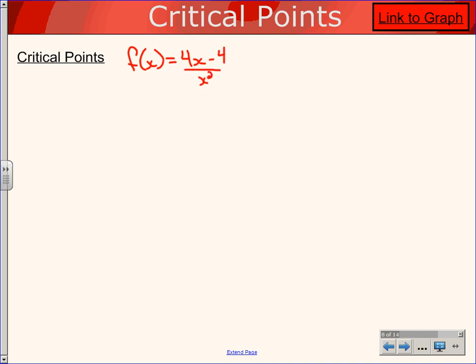So there was our original function. We're going to calculate the derivative. The one thing that's different now, because we're going to have to go on to a second derivative, it's going to help us to simplify this. So we're going to take the derivative and then go ahead and simplify.